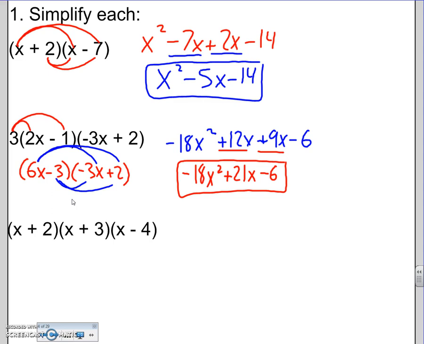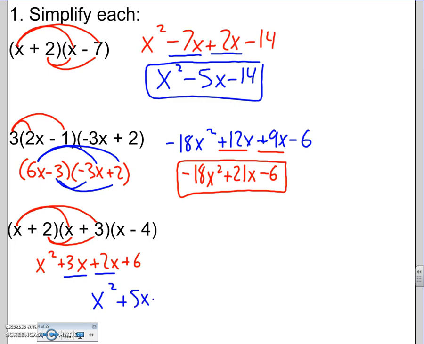This last one's very similar. It's 3 things being multiplied. Again, I can do 2 at a time. So I'll do the first 2. I'll use red this time. So I'm going to do this x times x. And that gives me, let's see, x squared plus 3x. I'm going to do this 2 to both of these. That'll get me 2x plus 6. I combine like terms. That gives me x squared. 3x plus 2x, that's 5 with the x plus 6.